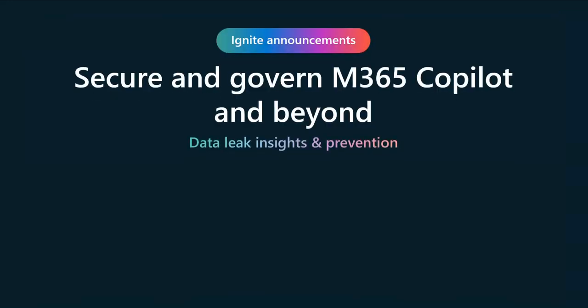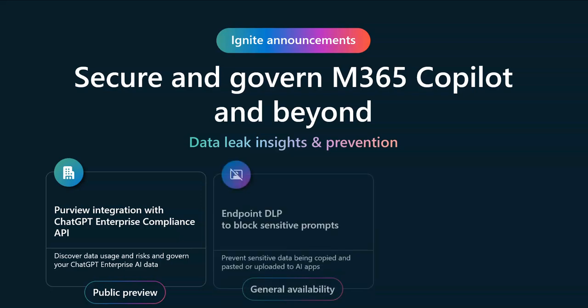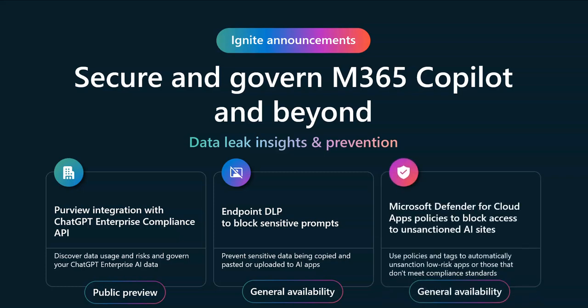Well, that's it for this session. There were a number of announcements last year talking about the security and the governance of M365 Copilot and now Copilot Chat. So you're able to integrate all of these capabilities directly into Microsoft Purview. We can do things like data loss prevention as well across Copilot and web applications, by the way.